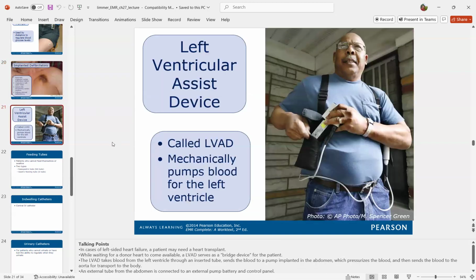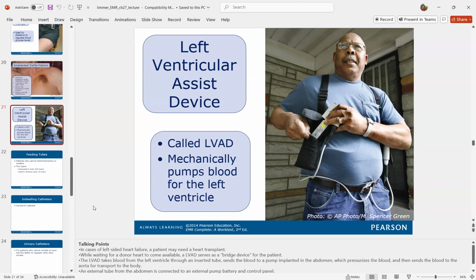There's the LVAD device, the left ventricular assistance device. So in cases of left-sided heart failure, a patient may need a heart transplant. This is what they use while they're waiting for that. So the left ventricle, like the bottom left of your heart, is your workhorse, right? Your left ventricle is the thing that pushes all that blood out. Well, that's not working in this case.